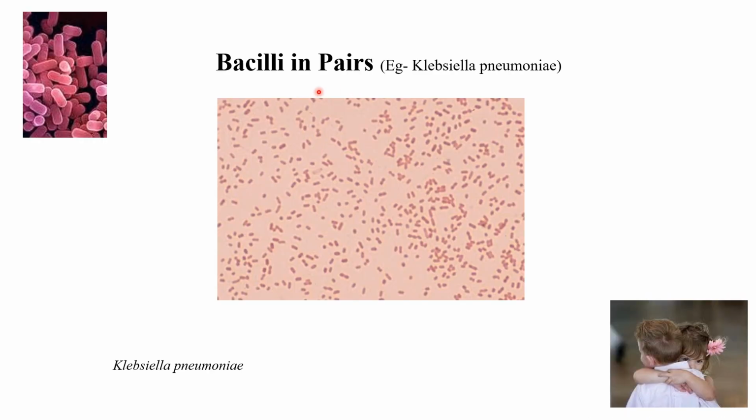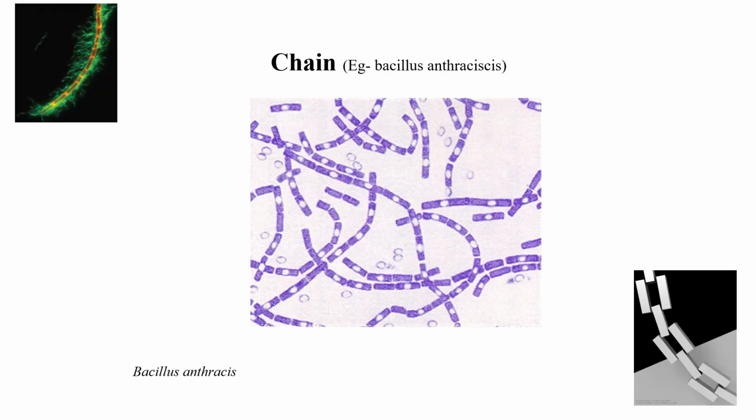Coming to bacilli, the bacilli are also called rod-shaped bacteria. Here you can see in this picture the bacilli in pairs, the Klebsiella pneumoniae gram-stained picture. Klebsiella pneumoniae is a gram-negative organism which is seen in pairs. Chain. Here you can see the morphology of Bacillus anthracis. Bacillus anthracis is a gram-positive organism which is arranged in chains.